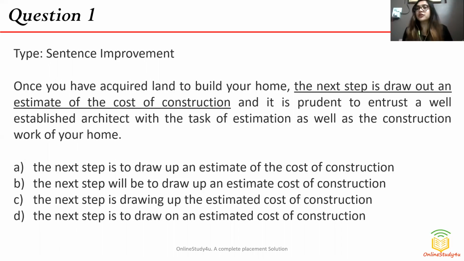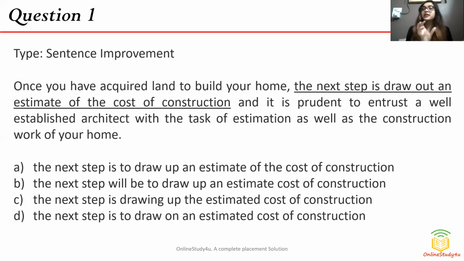And there are 4 options that we have. So we need to understand which is the correct option. So here there's no question of breaking. There's a question of just looking at the underlined portion and getting to the correct answer. Now, the first option says the next step is to draw up an estimate of the cost of production. The next step will be to draw up an estimate of cost of production. The next step is drawing up the estimated cost of production, construction. And the next step is to draw on an estimated cost of construction, right?